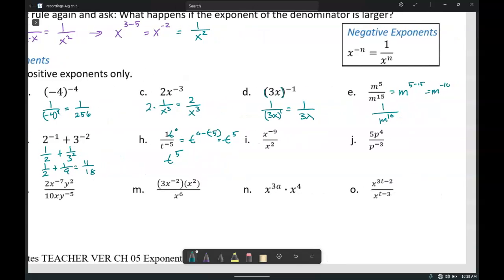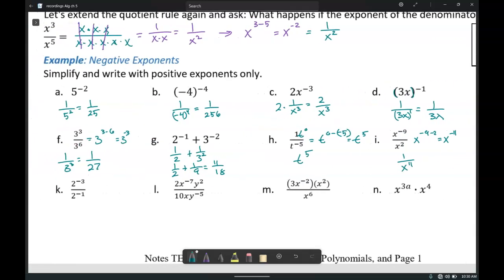Here we have x to the -9 minus 2. x to the -11th, 1 over x to the 11th. We have 5 times p to the fourth minus negative 3, which gives us 5p to the seventh. Last few, we have 2 to the negative 3 minus negative 1, which is 2 to the negative 2, 1 over 2 squared, 1 over 4.